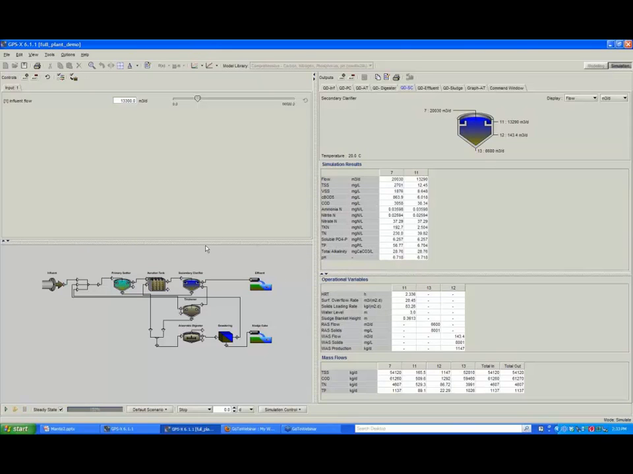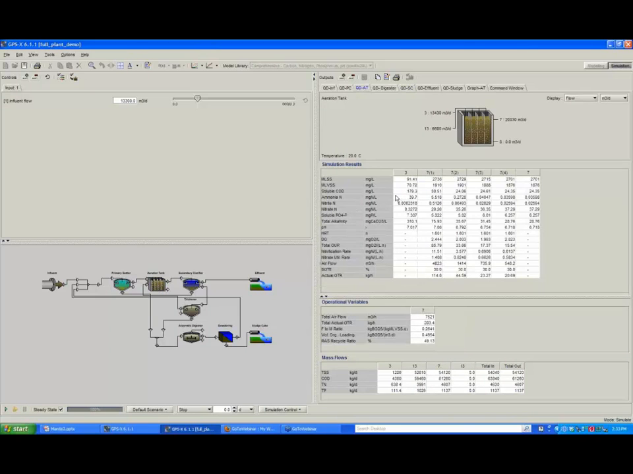So this solves the model, and then you can see the information about different unit processes here. For example, in the activated sludge tank, you can see all the information about MLSS, MLVSS, and pH in the system. Since there is nitrification, you can see the pH is dropping. Also, you can see some other process variables here.